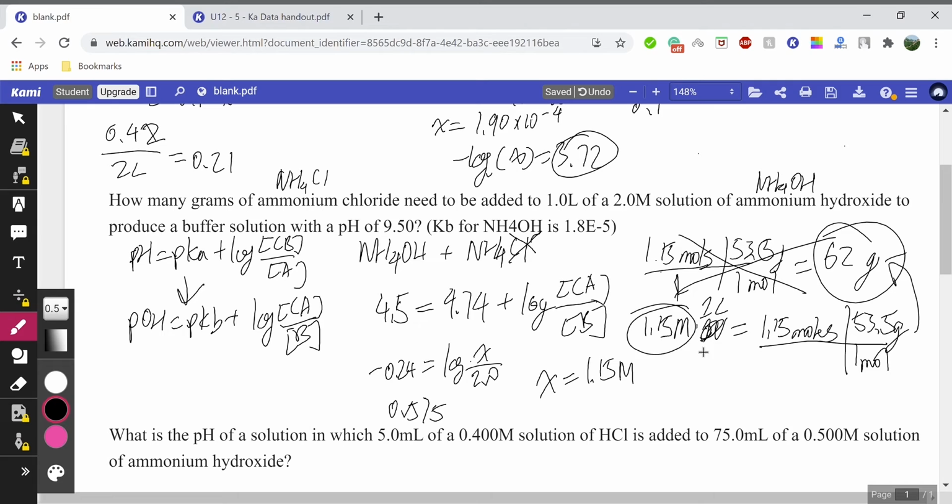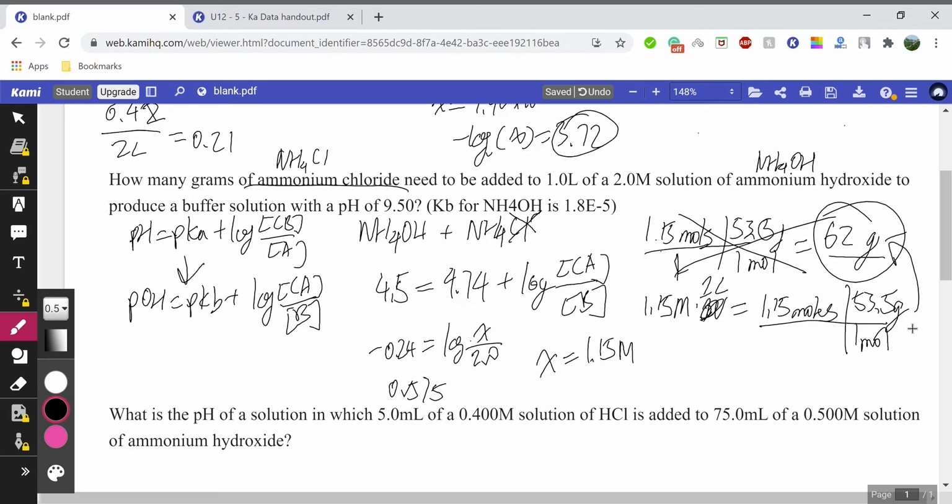So our number of moles is equal to number of molar. But if you're not in a 1.0 solution, remember to convert to moles first and then to grams, because moles divided by liters will give you moles over liters and not the grams that you should be looking for. So our final answer to this problem is 62 grams of ammonium chloride, and this 53.5 is just straight from the periodic table, N plus 4 H's plus Cl, and that is how you do this problem.